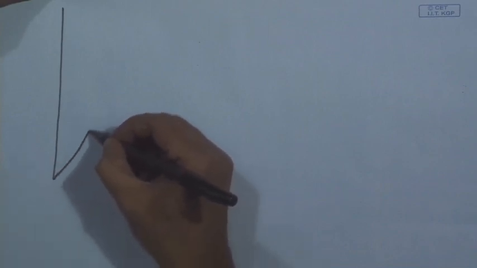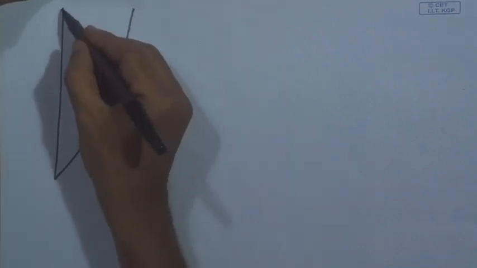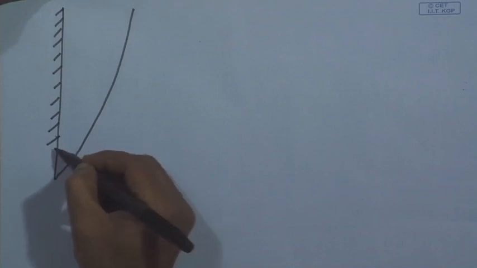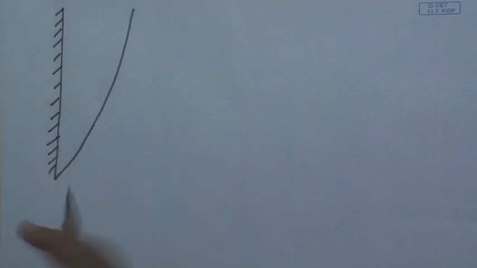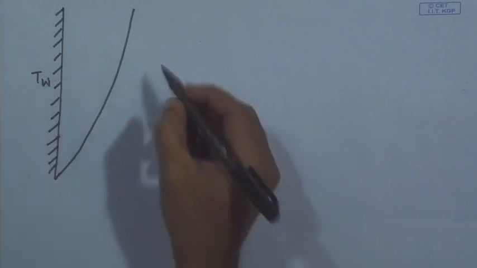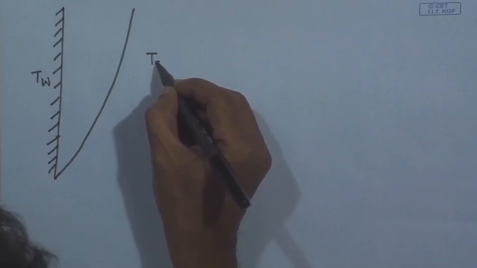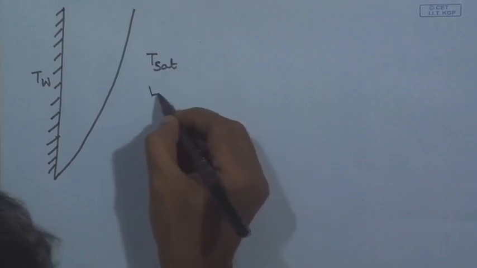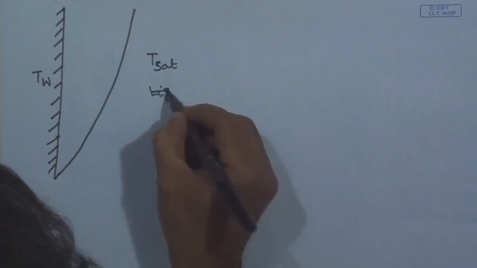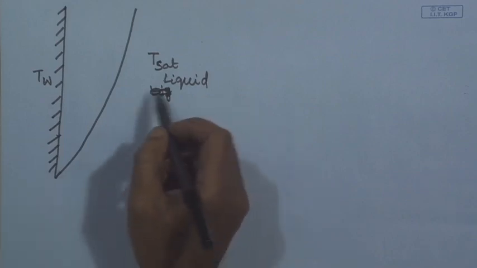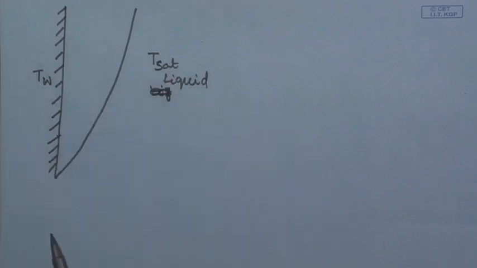Most commonly, we encounter film boiling over a vertical surface, and there have been different ways of estimating the heat transfer coefficient. So, this shows a vertical surface which is at a constant temperature. This vertical surface is adjacent to a liquid which is at saturation temperature. This is liquid, and as the wall temperature is quite high compared to the saturation temperature, film boiling is taking place.